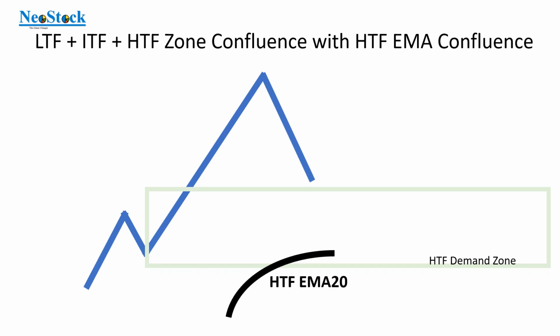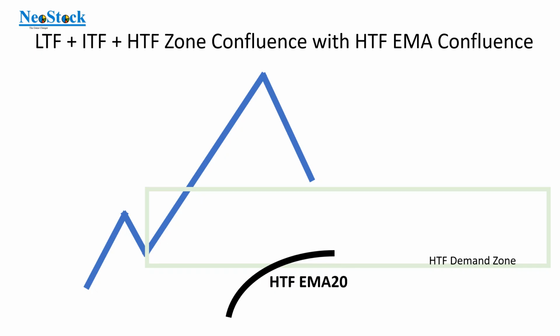As I told you earlier, for zone confluence and EMA confluence, the EMA can be inside the zone, or a little before the zone, or a little outside the zone. We consider it an EMA confluence either way. Okay, now this HTF zone is having HTF EMA confluence.